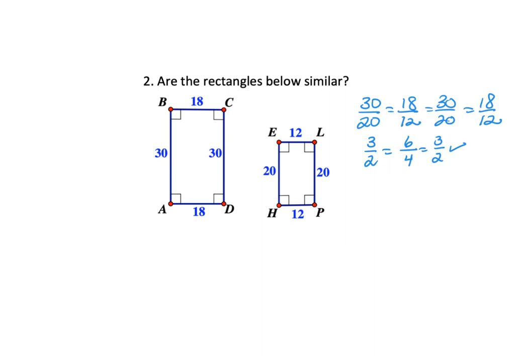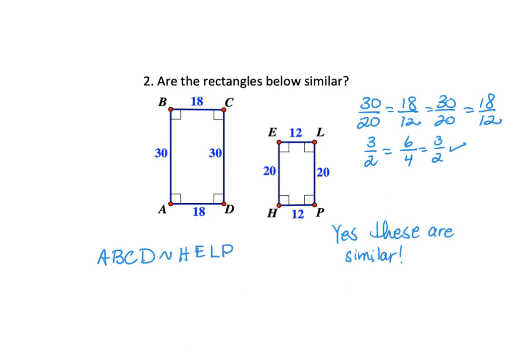So since the ratios of the sides are the same and my corresponding angles are congruent, I would say yes, these are similar. And we should write a similarity statement, A, B, C, D. And we want to line that up with the corresponding angles, H, E, L, P. Help me. So notice A, B corresponds with H, E. B, C corresponds with E, L. The order matters.